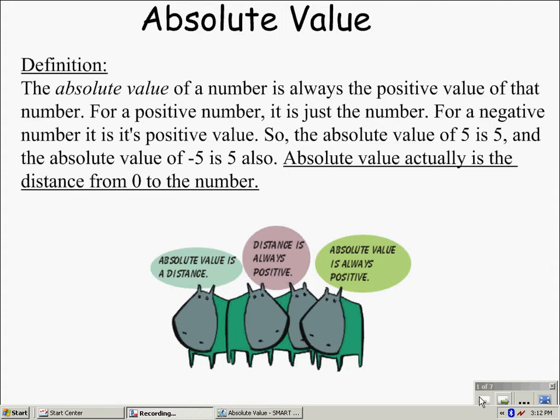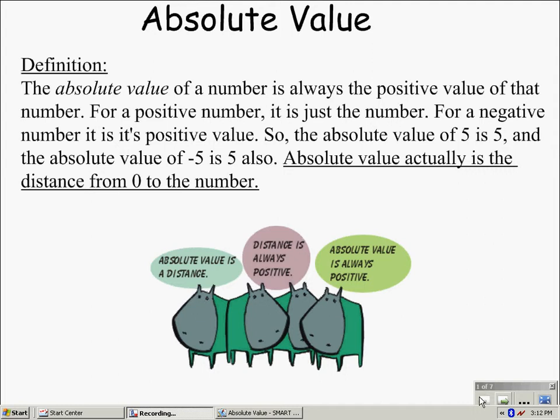The absolute value of a number is always the positive value for that number. For a positive number, it's just that number. For a negative number, just take away the negative sign so it's a positive value. So, the absolute value of 5 is 5. And the absolute value of negative 5 is also 5.